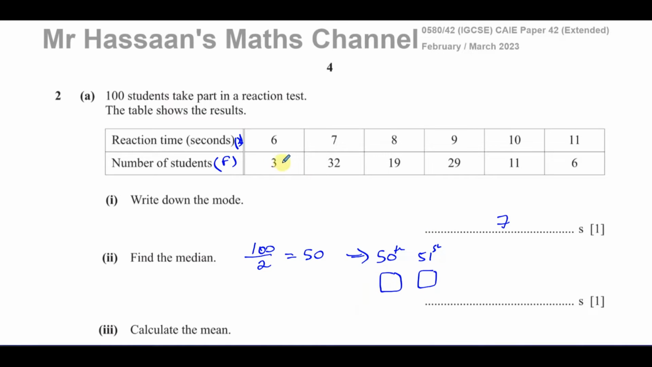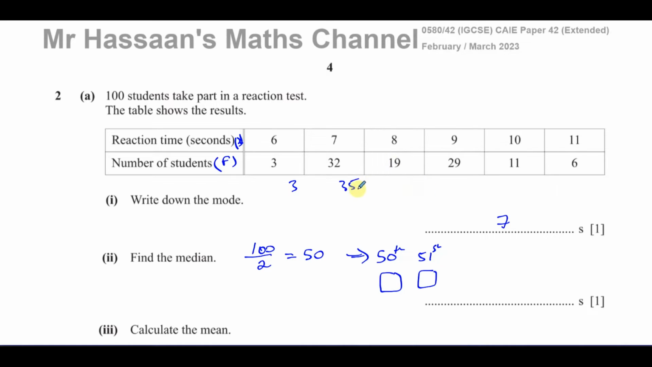So you can see here that there are 3 numbers which are 6. The next 32 numbers are 7. So by the time you've got to the last 7, you're on the 35th number. We're looking for the 50th number and the 51st. There are 19 numbers that are all 8, so the next 19 numbers will all be 8.